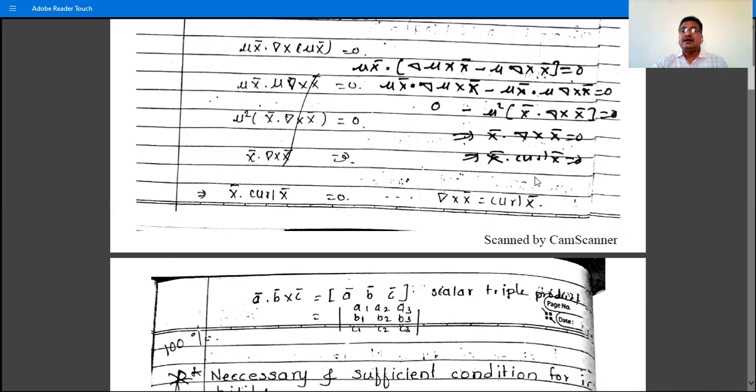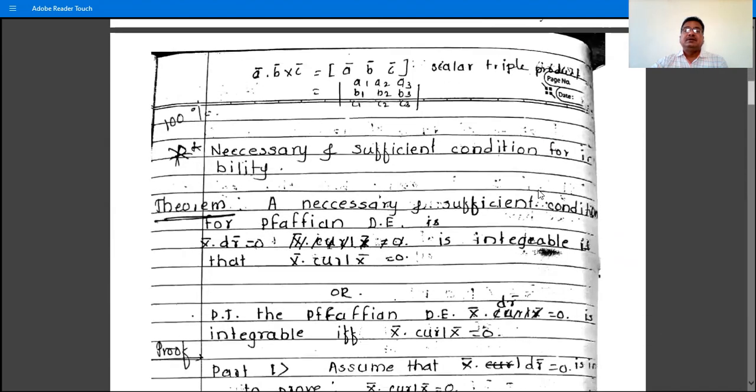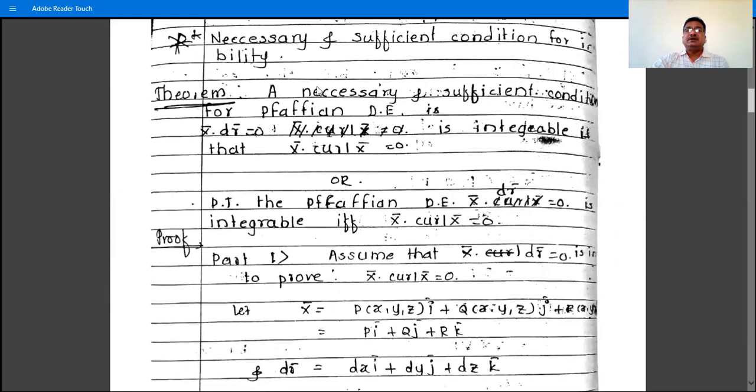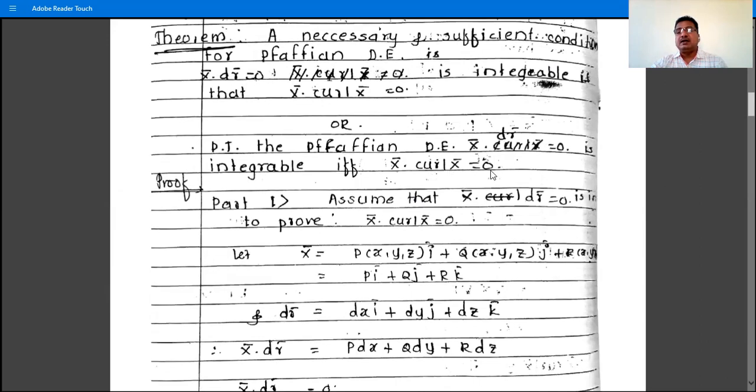Okay, this is the second part. The next theorem is the necessary and sufficient condition for integrability. This theorem is very important: a necessary and sufficient condition for a Pfaffian differential equation x̄ · dr̄ = 0 to be integrable is that x̄ · curl x̄ is 0. That is, the Pfaffian differential equation x̄ · dr̄ = 0 is integrable if and only if x̄ · curl x̄ is 0.